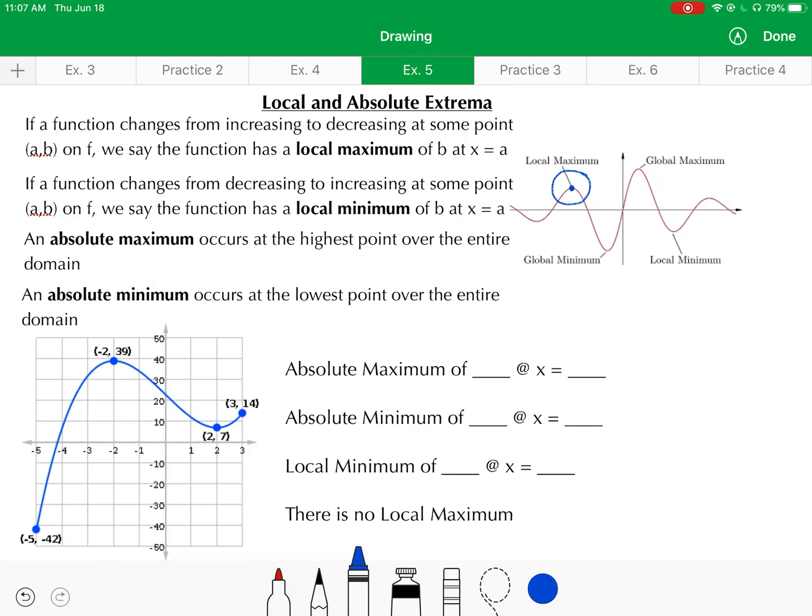Now notice the definition for a local maximum, and this is really important.